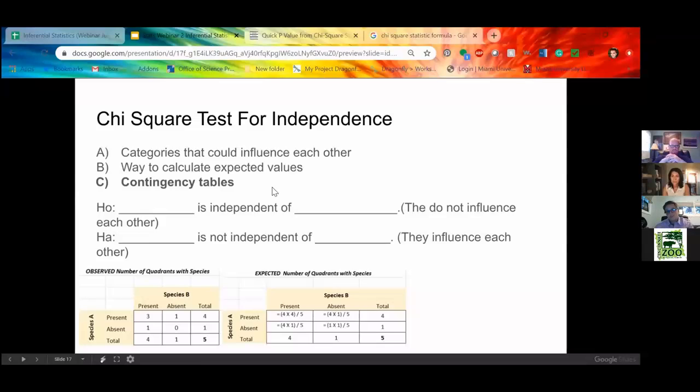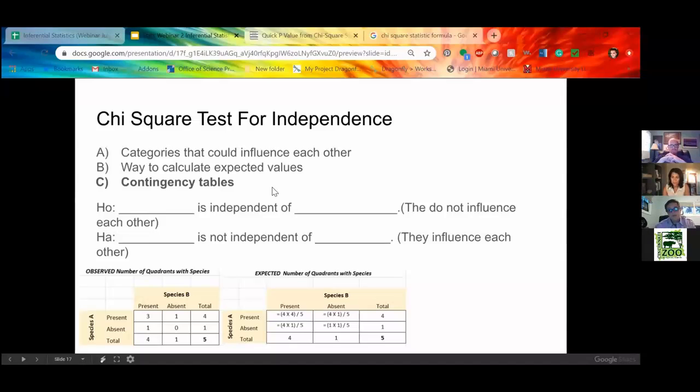Our alternative hypothesis would be plant A is related to plant B. So they have some sort of interdependence. They are not completely independent of each other. So they kind of need each other to survive.